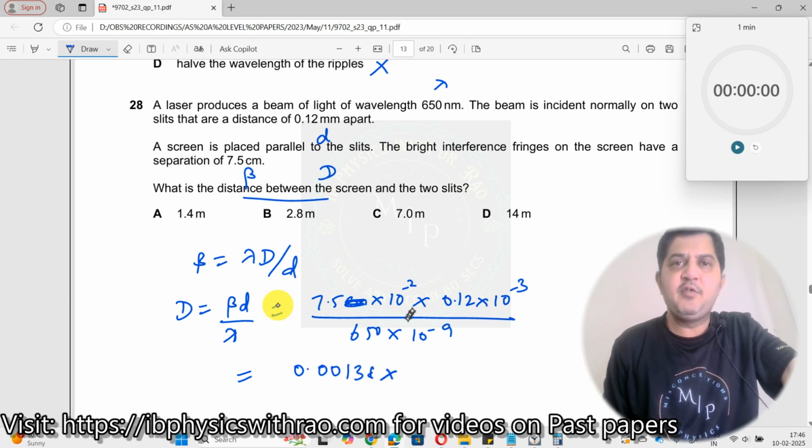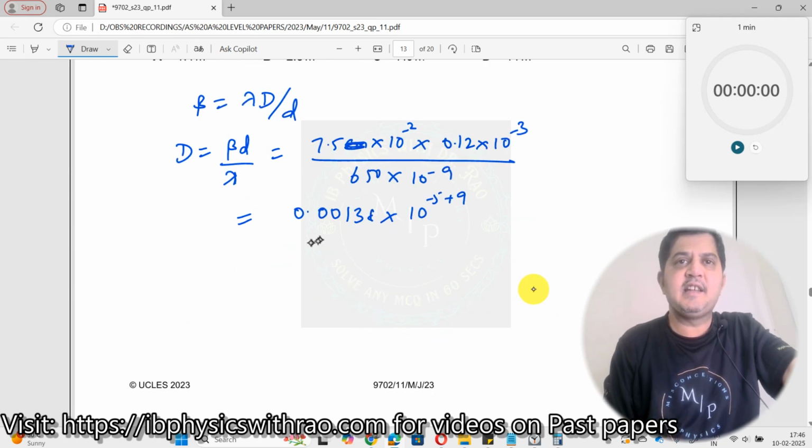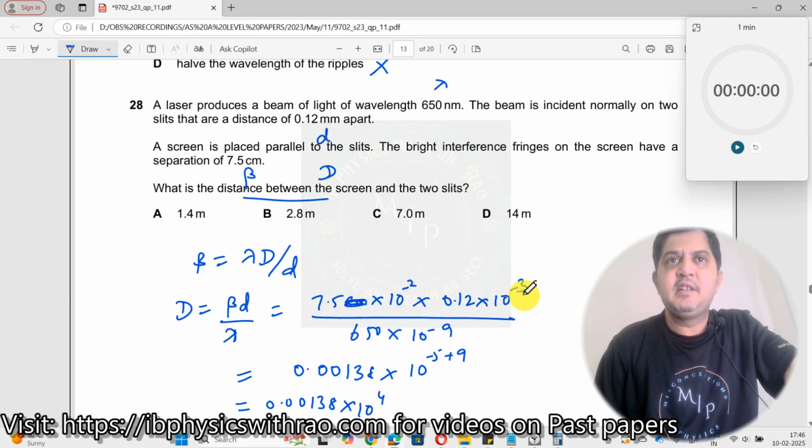0.00138 into 10 to the power of minus 2, minus 3, 10 power minus 5 plus 9, right? So when I do this, how much do I get? I get the answer as 0.00138 into 10 to the power of 4. So 1, 2, 3, 4, which should be around 13.8 meters. That should be your answer. 13.8, where is it? 14 meters. 14 meters is the right answer.